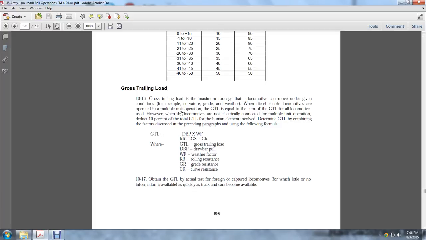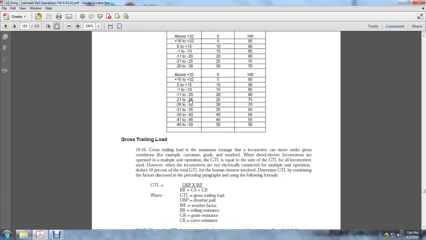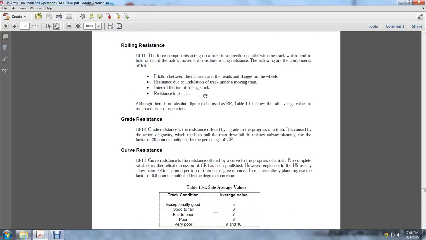Deduct 10% of the total gross trailing load, or GTL, for the human element involved. Determine the gross trailing load, combining the factors discussed in preceding paragraphs, using the following formula: gross trailing load equals the drawbar pull over the resistance, times the railroad resistance, times the GS. GS is what?